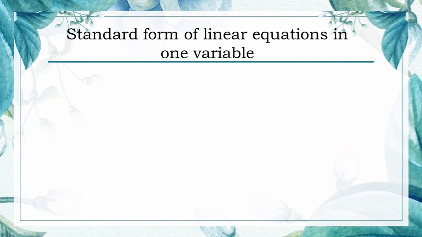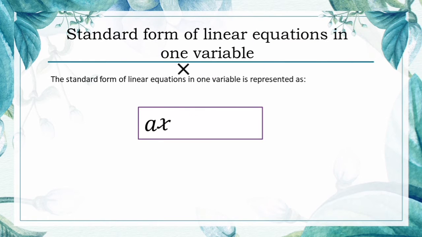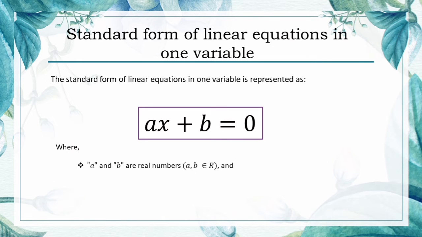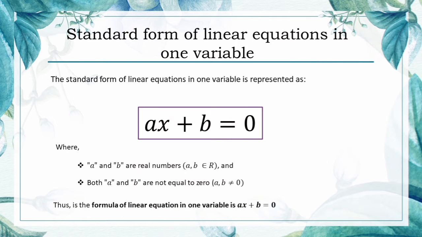Next, the standard form of linear equation in one variable is a times x plus b equal to 0, where a and b are real numbers and a is not equal to 0. Thus, the formula of linear equation in one variable is a times x plus b equal to 0.